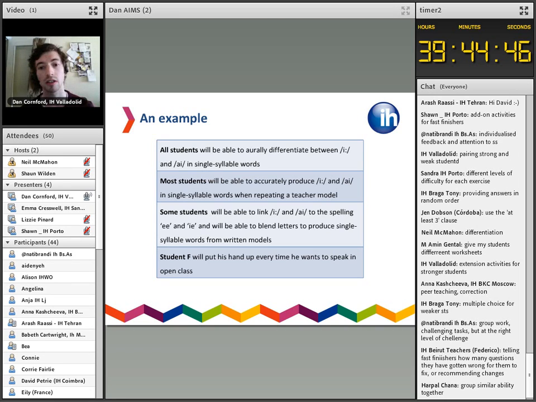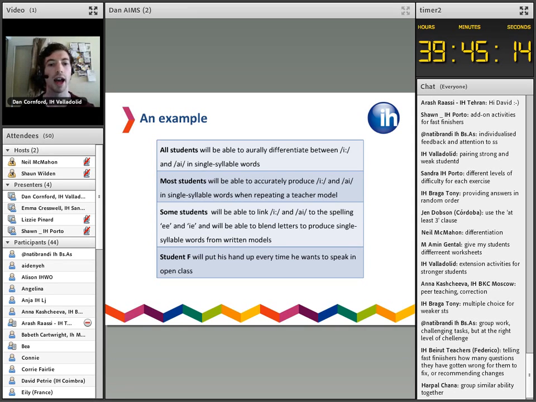Some students I thought would be able to make that sound spelling link between E and the spelling double E, and I and the spelling IE, and be able to blend some letters to produce single syllable words from a written model rather than a teacher model. I knew, though, that some of the weaker students in the class wouldn't be able to do that. But fine, I did it anyway, and the stronger students were able to do it.